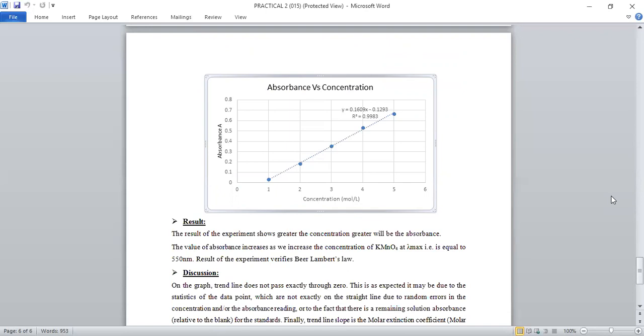Result. The result of the experiment shows that the greater the concentration, the greater the absorbance. The value of absorbance increases as we increase the concentration of KMnO4 at lambda max, which is equal to 550 nanometers. The result of the experiment verifies the Beer-Lambert law.